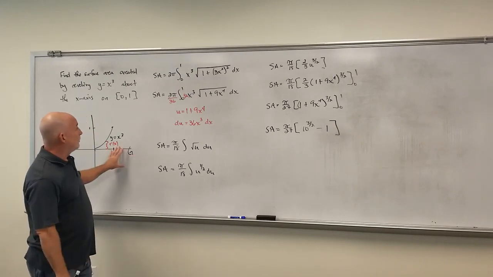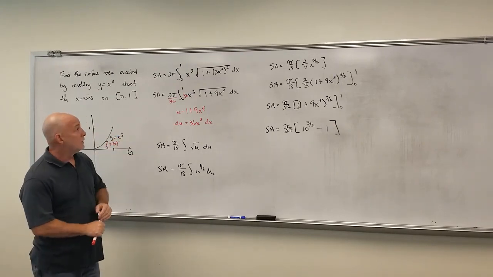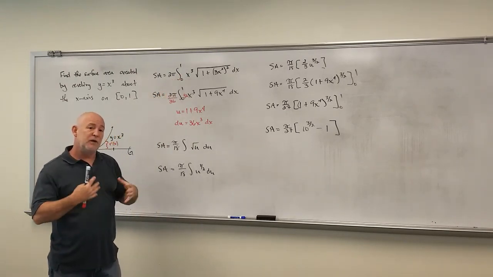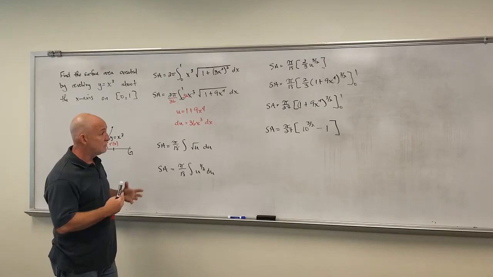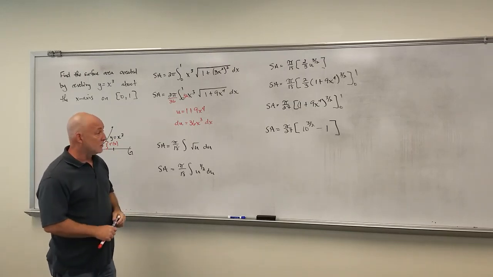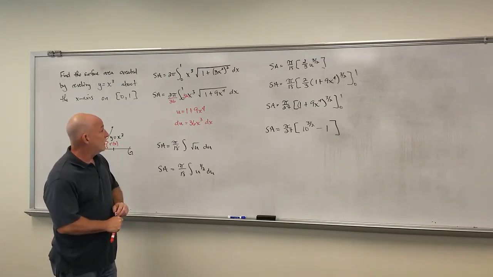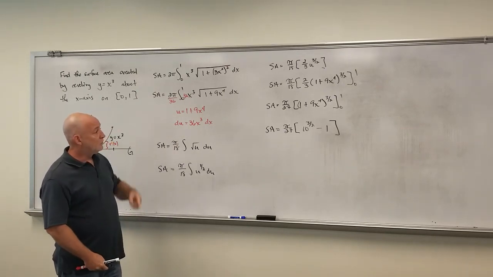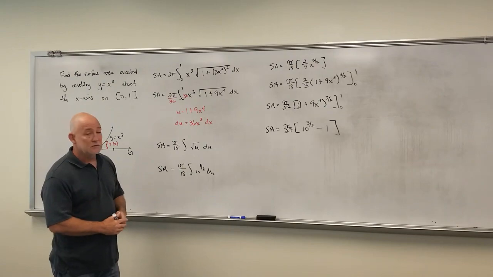So notice, even though the formula was more complicated here, because we have that extra function out front, it lends itself to some type of substitution, which actually makes these a little bit easier to do. So surface area, it is just a formula. You're basically finding the area of one little ribbon as you rotate around whatever your axis of rotation is.